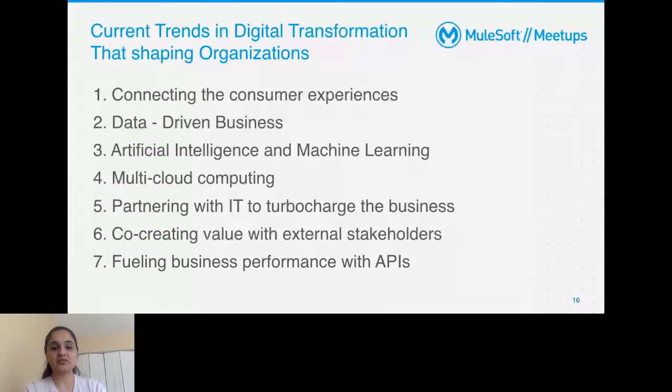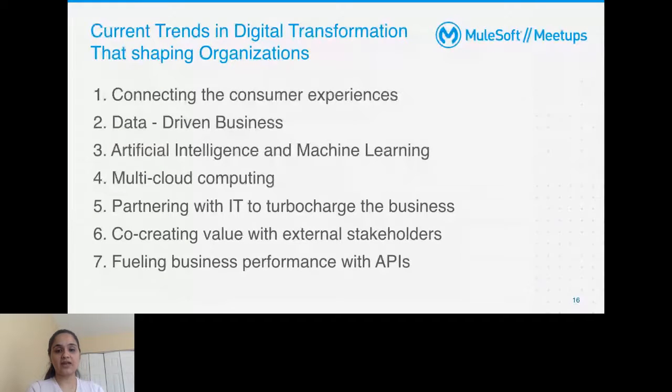Business has to help IT by providing the best consumer experiences and consumer behaviors, and IT needs to deliver solutions that meet the best consumer experience and achieve the business goals. So that is partnering with IT to turbocharge the business. That's another trend in digital transformation.